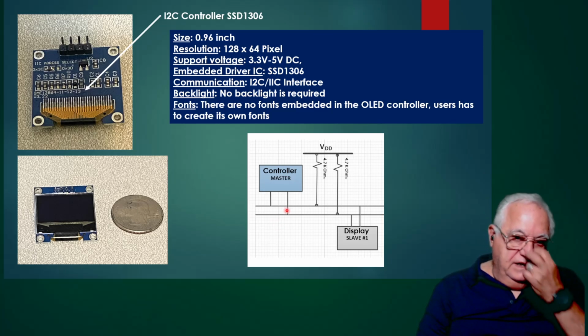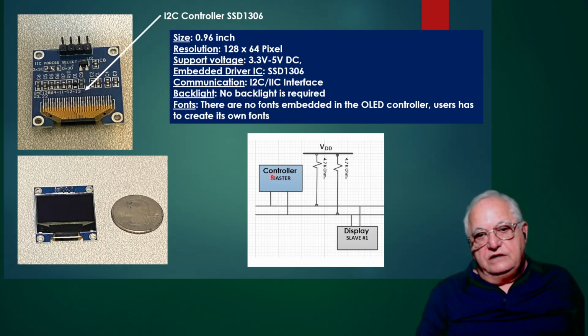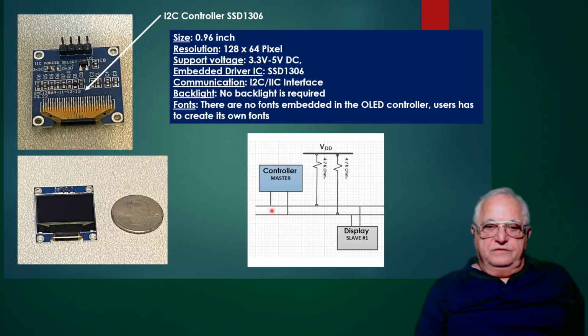Next, this gives you an idea of how the controller is going to be hooked up to the display. We are going to have a couple of lines, one SCL and one SDA. The controller and the display are going to be hooked up to those lines, and those lines are going to be hooked up to the voltage by 4.7 kilo ohms.